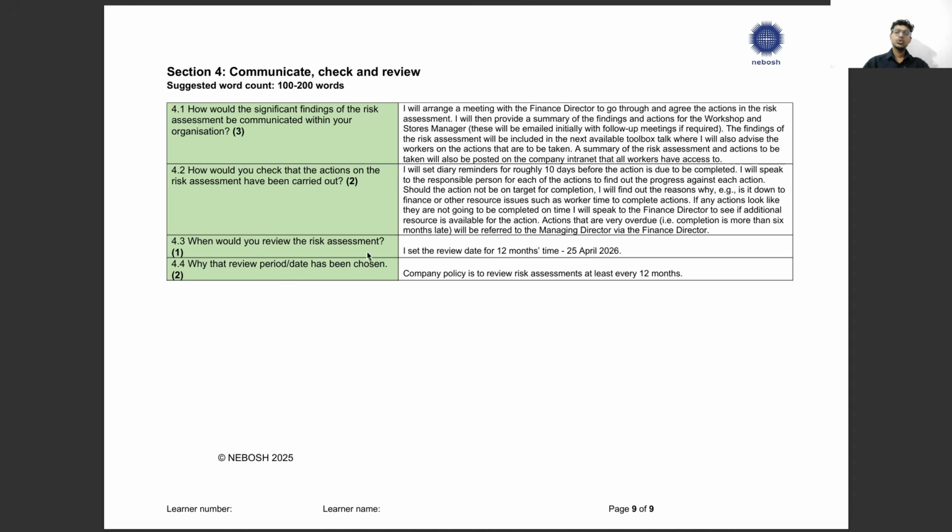Okay, so I set the review date for 12 months time. And why? The company policy says that the risk assessment review is to be done at least every 12 months. We know the safety policy. You checked that lesson also before. So every company has a safety policy, and as per the safety policy, risk assessment and everything is to be done. And in the risk assessment also, a review should be done.